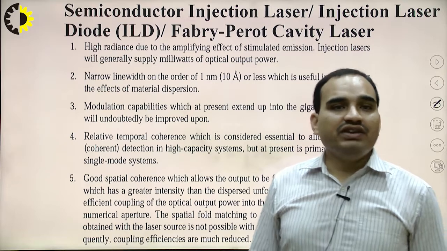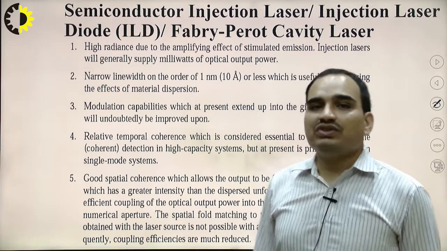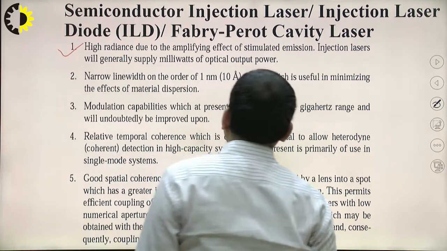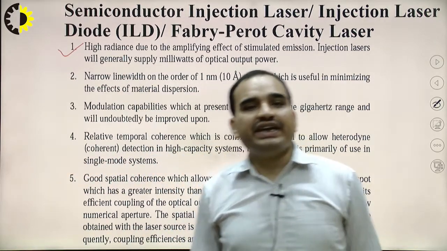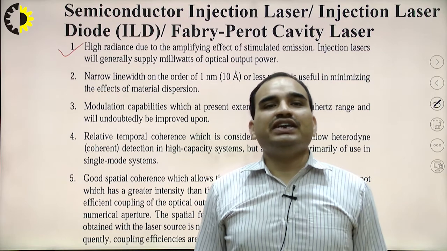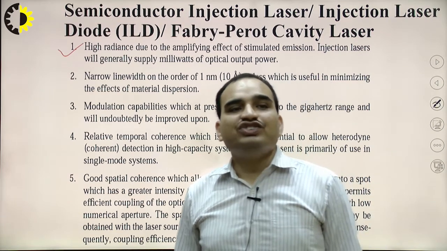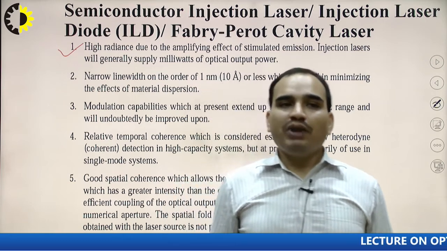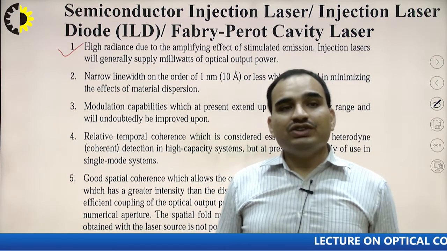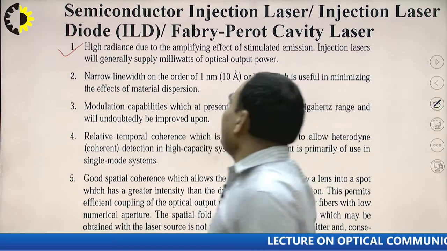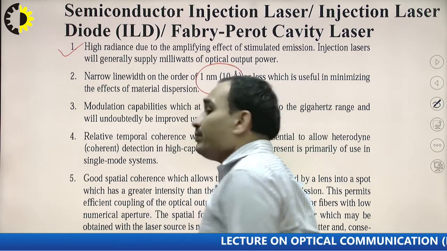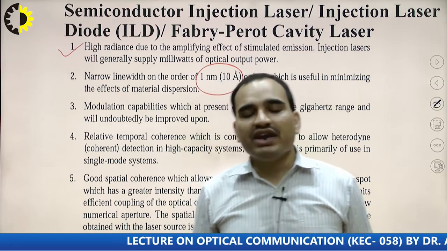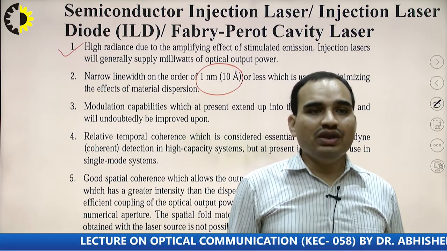So we have the advantages. So what are the advantages? High radiance due to the amplifying effect of the stimulated emission, as the injection laser generally supplies milliwatts of optical output power. Narrow line width, on the order of 1 nanometer or 10 angstrom or less, which is useful in minimizing the effects of the material dispersion.